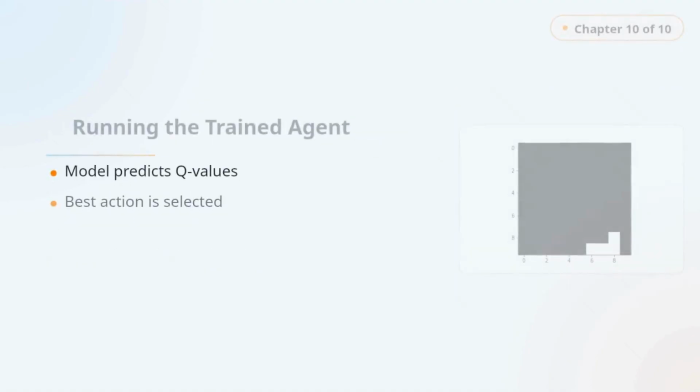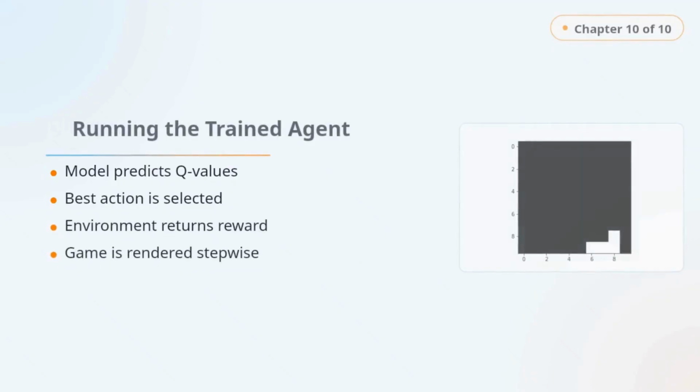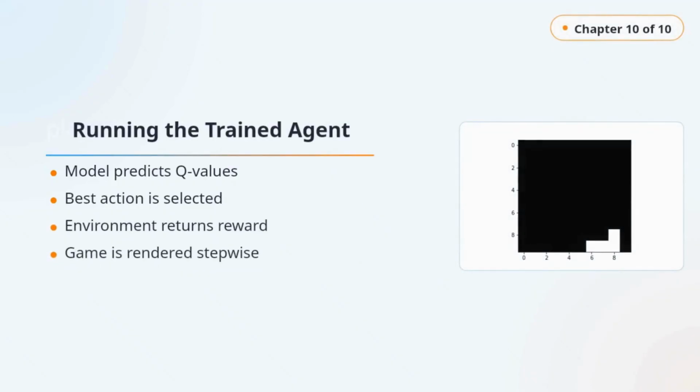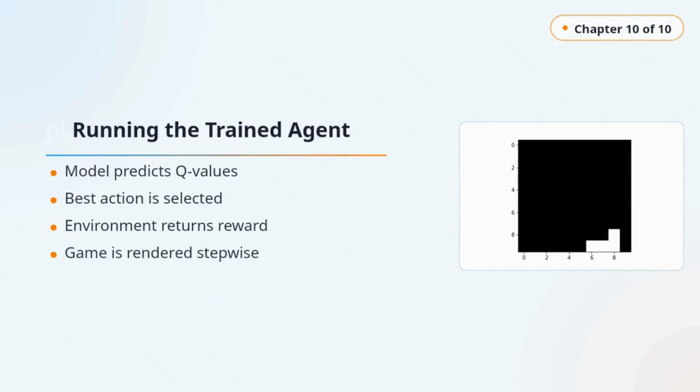Once training is complete, the saved model can be used for inference. At each time step, the current grid state is passed into the model. The model returns estimated queue values for the three actions. The action with the highest value is selected and sent to the environment. The environment then updates the state, returns the reward, and the new frame is drawn. If training has gone well, the basket will now move much more intelligently and catch the fruit more often.